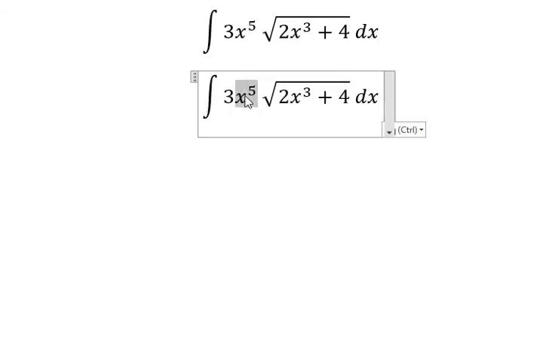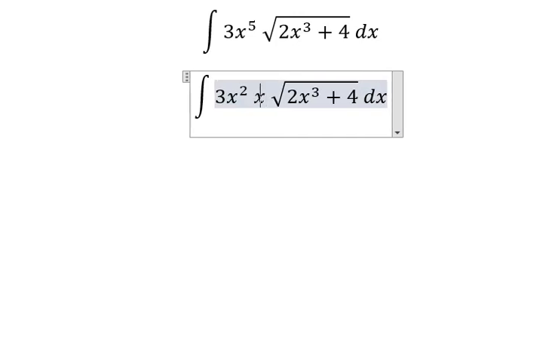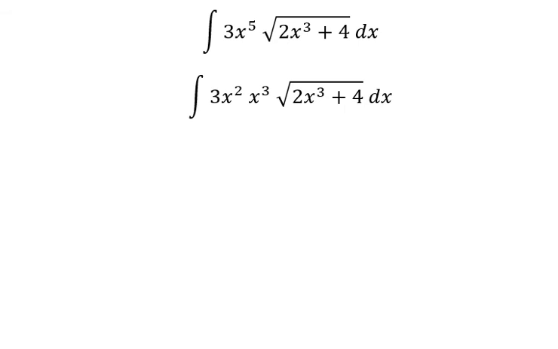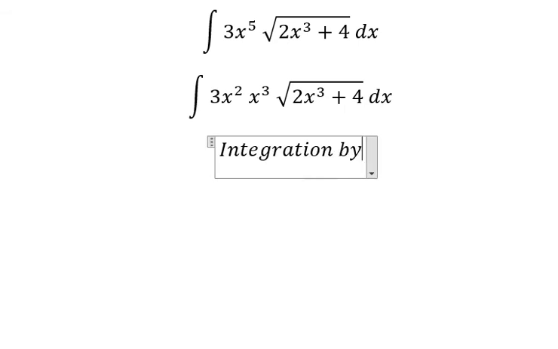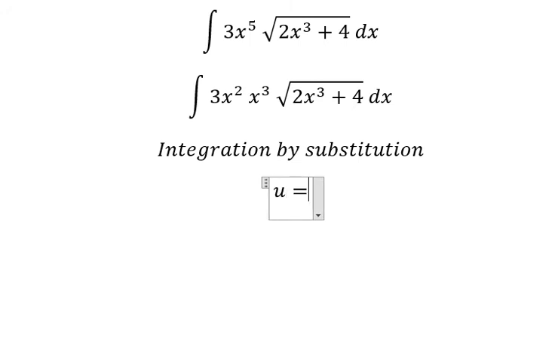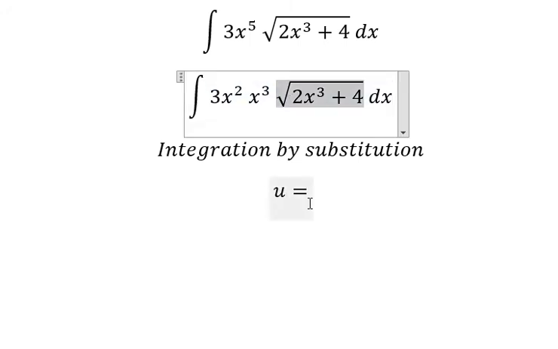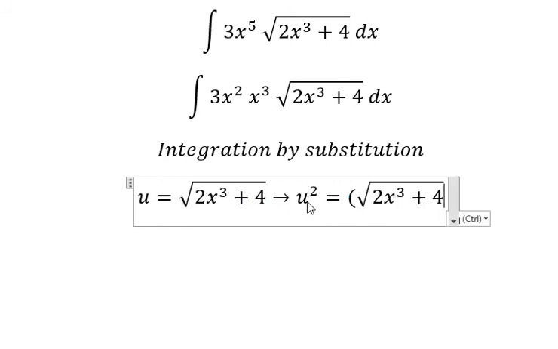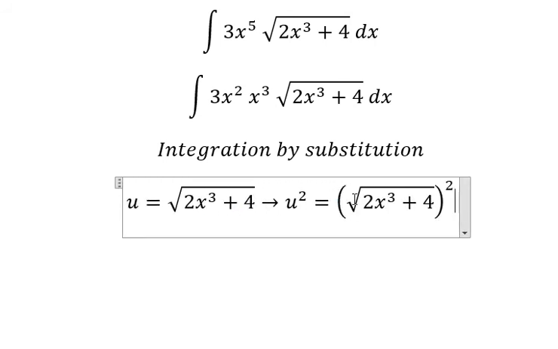About x to the power of 5, we can put into x squared and x to the power of 3. Next, we can use integration by substitution. So I will put u equals to this one. Later, we put the square for both sides to cancel the square root.